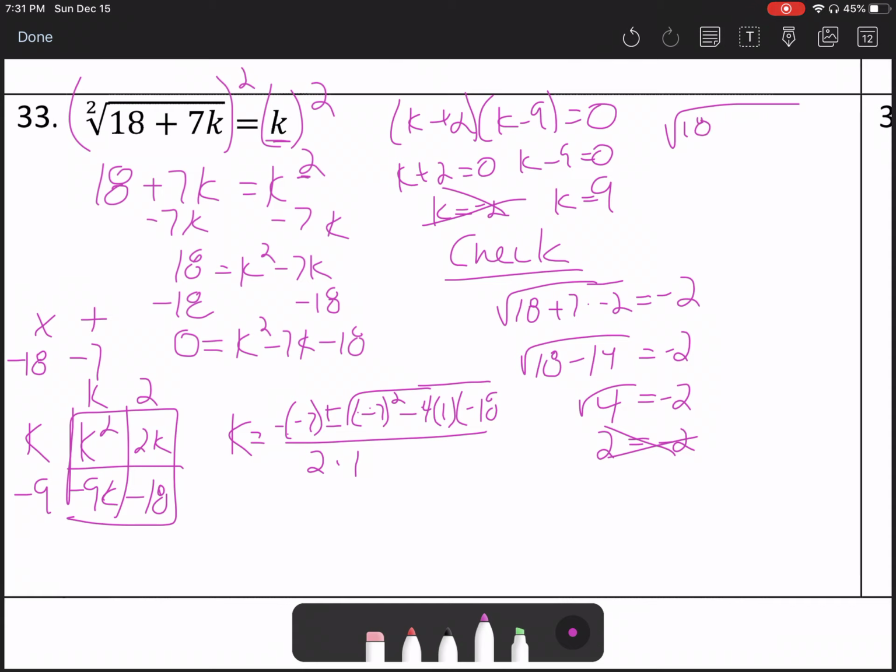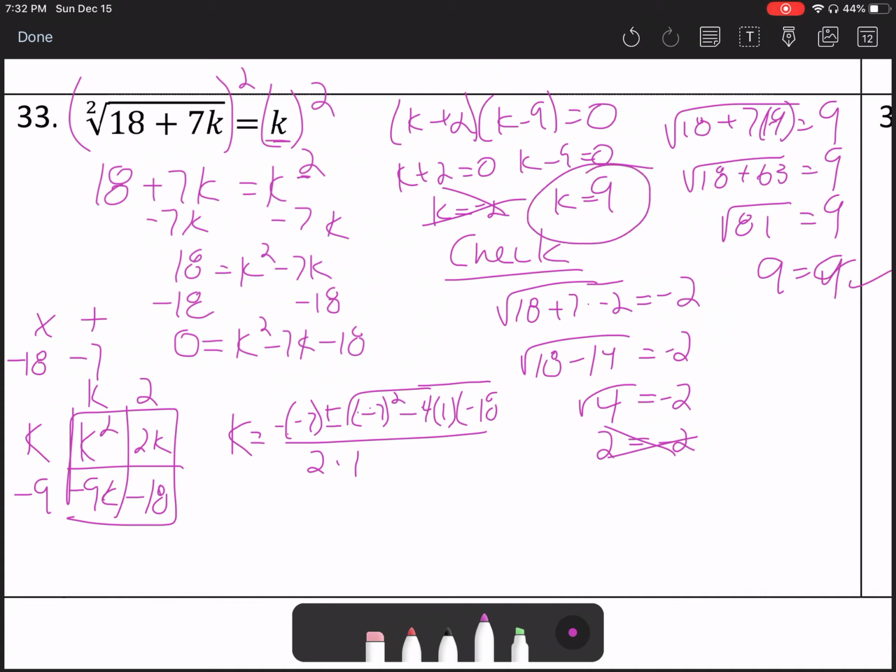So I go through 18 plus 7 times 9 should be equal to 9. So I have 18 plus 63 is equal to 9. The square root of 81 is equal to 9. 9 is equal to 9, and it does check out. So therefore, your only answer is k is equal to 9.